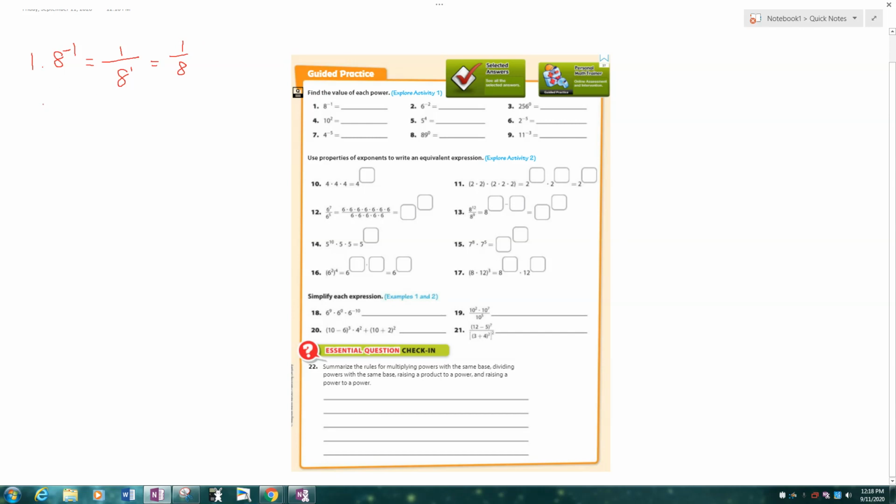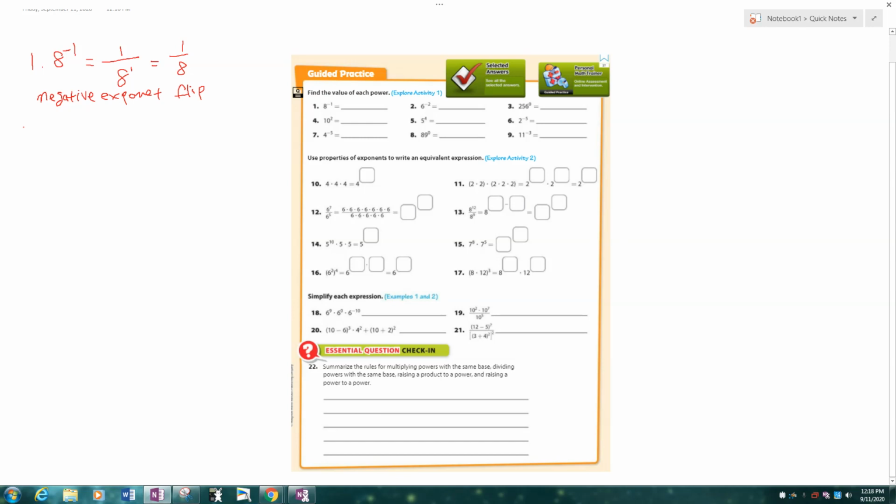When you have a negative exponent, that means a flip. Let me write negative exponent, flip, F-L-I-P, flip. So that's going to be 1 over 8.